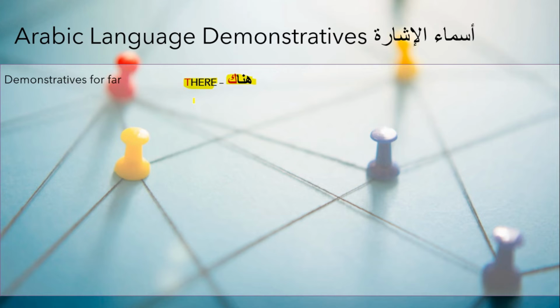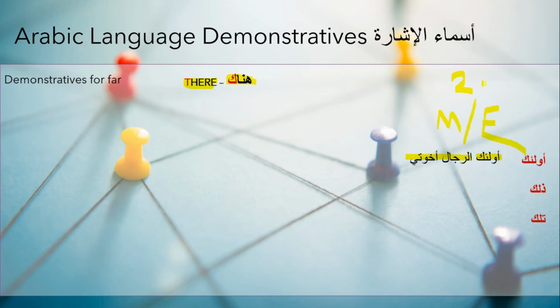Demonstrative for far: هناك, there, far. أولئك للبعيد. أولئك الرجال إخوتي. The first thing we need to understand is what we are talking about, for whom this one is used. This أولئك, the first one, is used for masculine and feminine. There's no difference.